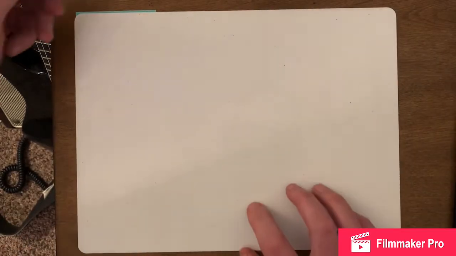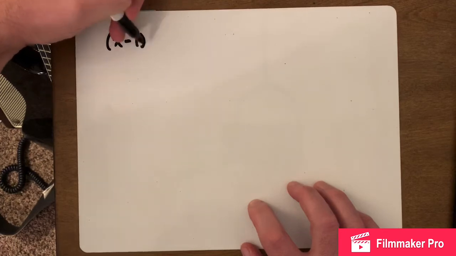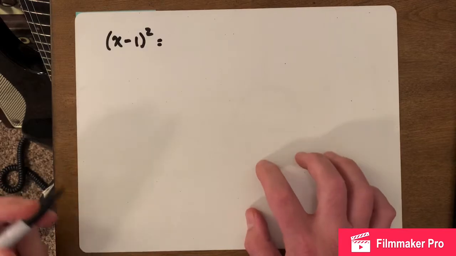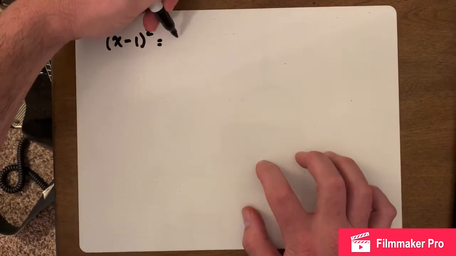All right, let's see one like this. Let's do x minus 1 squared equals, and let's do, I don't know, let's pick a number like 7, I guess.